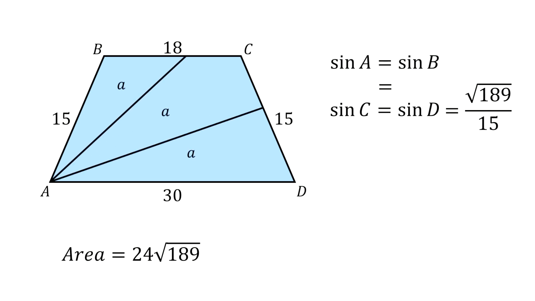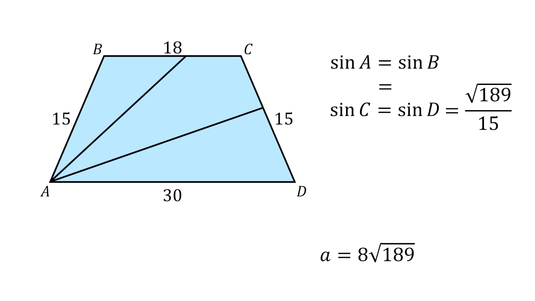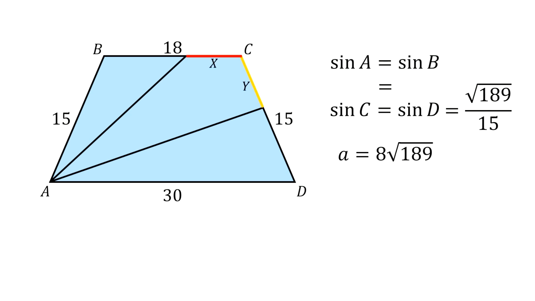Since the figure is divided into three equal regions, 24 times the square root of 189 is equal to 3 times the area of each region. Finally, the area of each of the three regions is 8 times the square root of 189. Now, let's express the distances from the intersection points of these two line segments to vertices B and D in terms of X and Y.